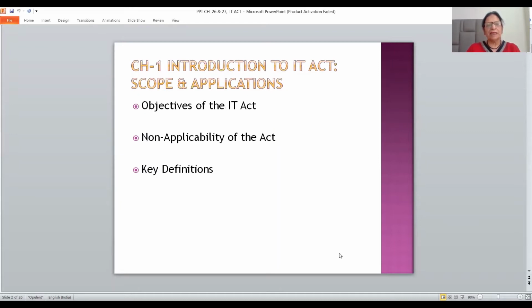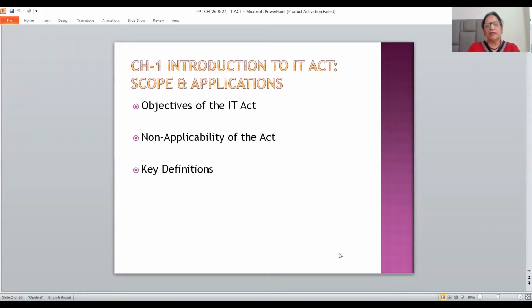So the first chapter is, friends, Introduction to IT Act, Scope and Applications. What are the objectives of IT Act 2000? And then which are the areas or agreements or contracts to which IT Act is not applicable? That is, which agreements, contracts or areas have been excluded from the IT Act, where IT Act is not applicable. And then there are key definitions. Sometimes a question is asked on definitions also.